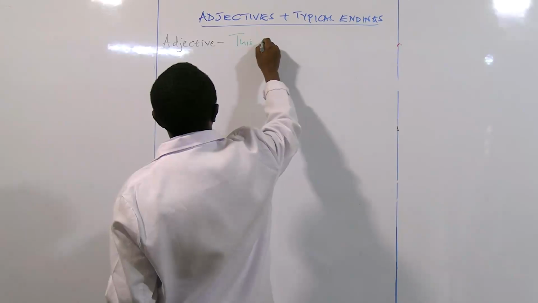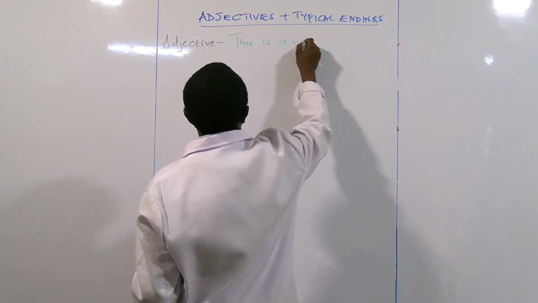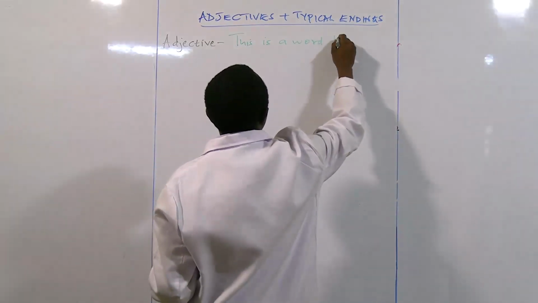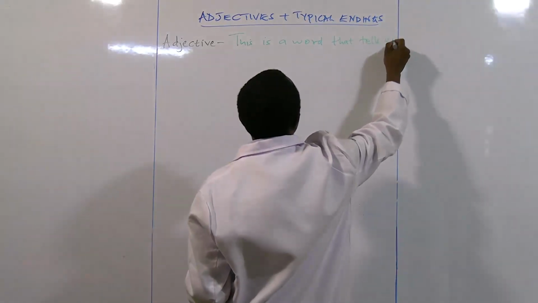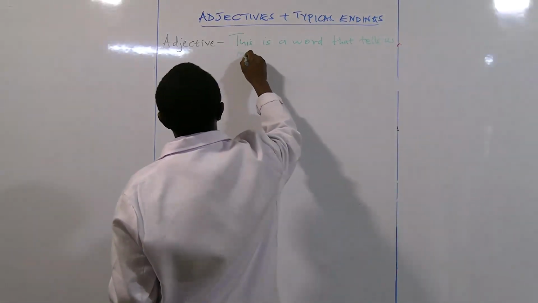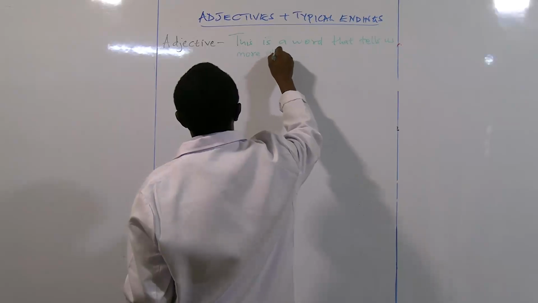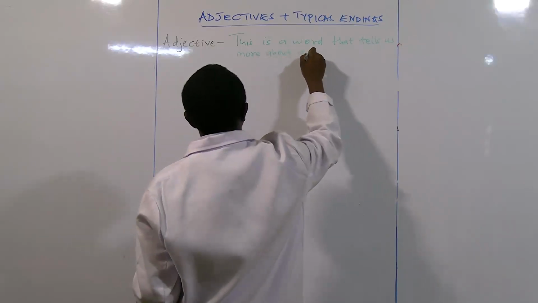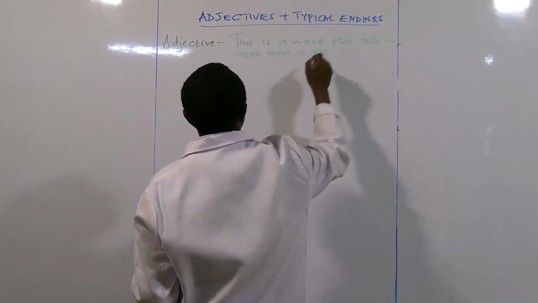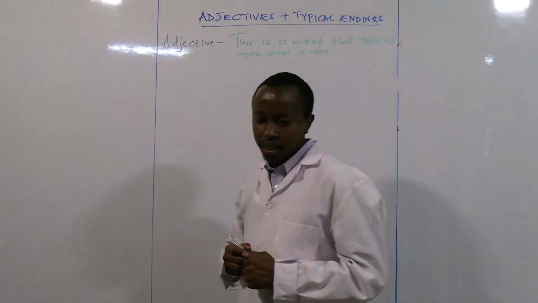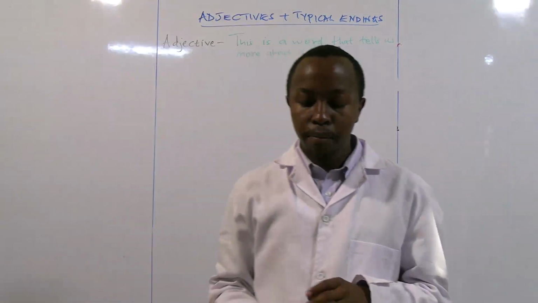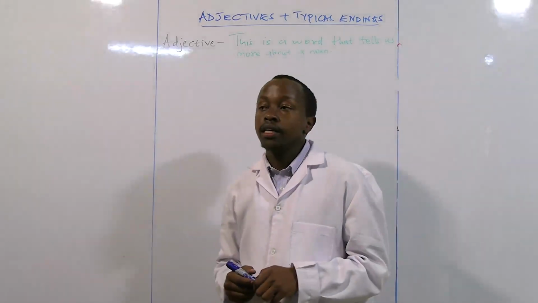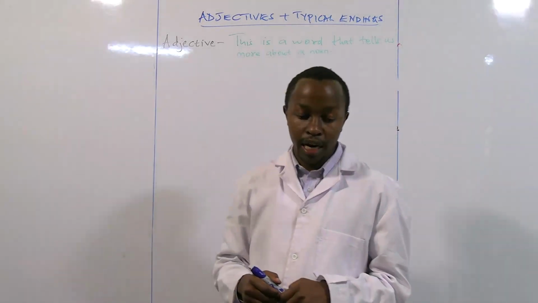This is a word that tells us more about a noun. That is an adjective. An adjective is a word that tells us more about a noun. It gives us the attributes of a noun.